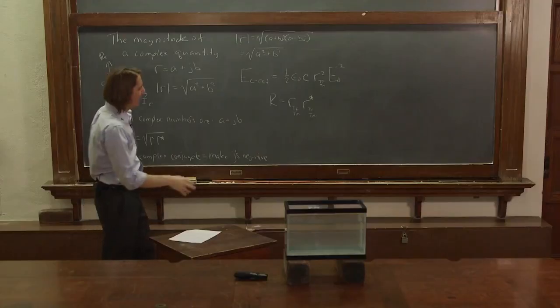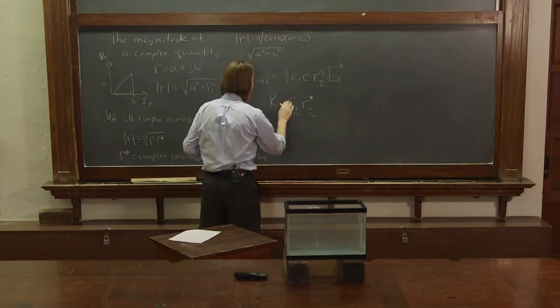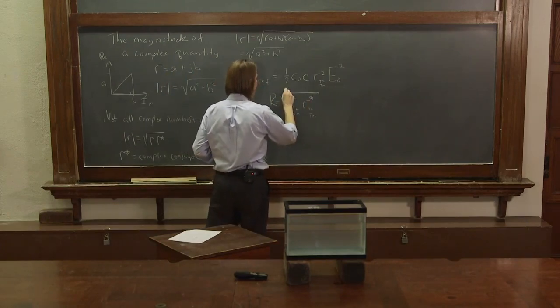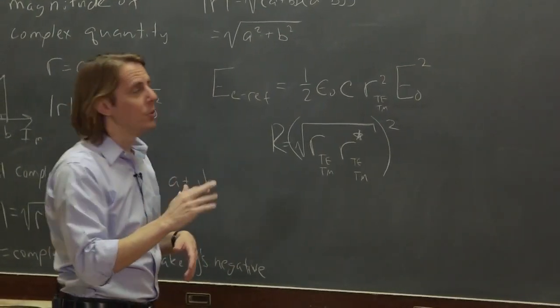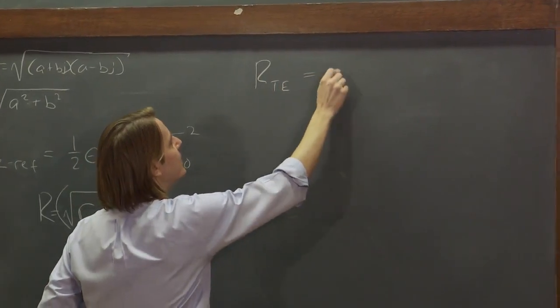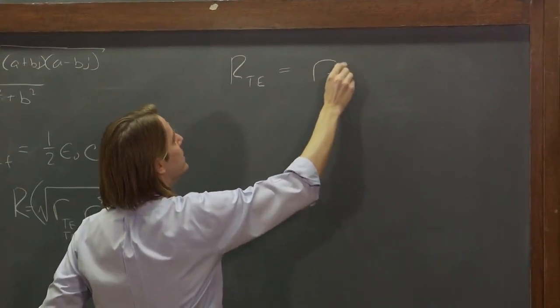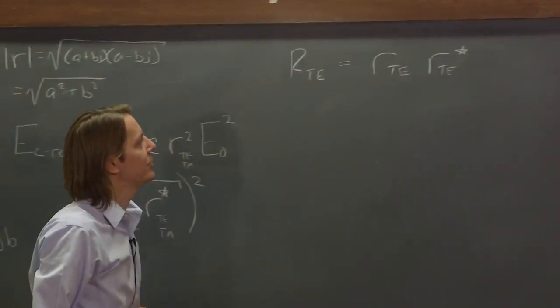All right, so we're not writing the magnitude of R. Well, we are. We're writing the magnitude of R, and we're taking the square root and we're squaring it. Okay. Now, let's do it for RTE. RTE then is just little r TE times little r TE star, complex conjugate.